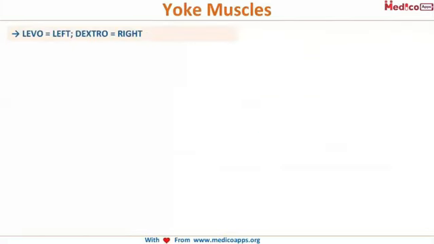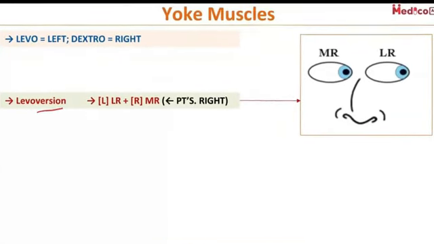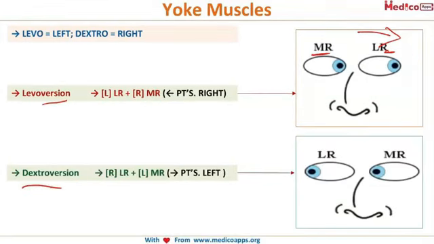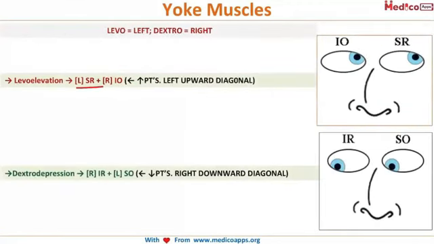Just a pictorial depiction of what we have seen just now. Levoversion. See over here, the patient is looking towards the left side. So the yoke muscles are left lateral rectus and right medial rectus. Similarly, in dextroversion, the yoke muscles will be right lateral rectus and left medial rectus. Now, similar to this is levo elevation caused by your right inferior oblique and left superior rectus, and dextro depression caused by right inferior rectus and left superior oblique.